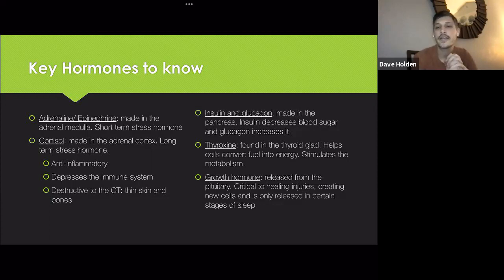All right, other key hormones, insulin and glucagon. Insulin is used to lower the blood sugar by allowing the sugar to be taken out of the blood and put into a cell. Glucagon increases blood sugar by pulling sugar out, usually of the liver. We start converting stored sugar in the liver into glucose and releasing that into the bloodstream. So insulin lowers it, glucagon raises it.